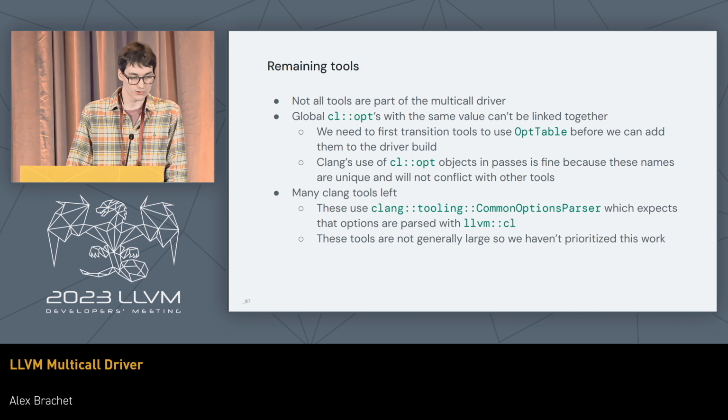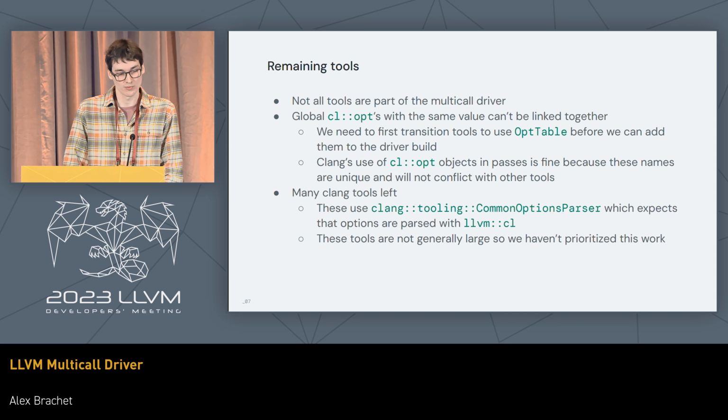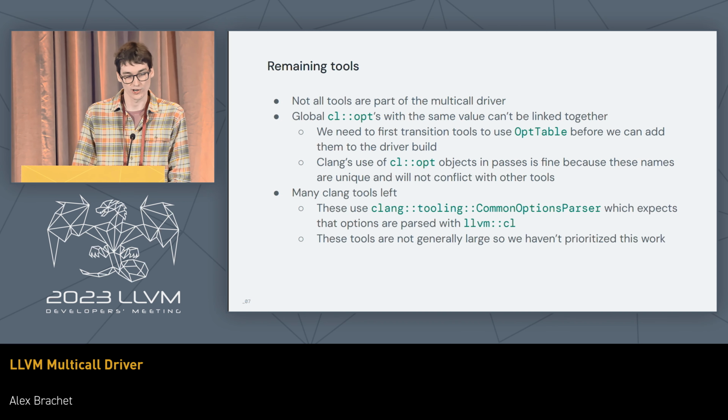And so there are still some few tools left. Most of these are the Clang tools. There's Clang tooling common options parser, and that expects the CL opt interface. Those tools weren't that large, so we didn't prioritize that work, but in aggregate, they would be pretty considerable.